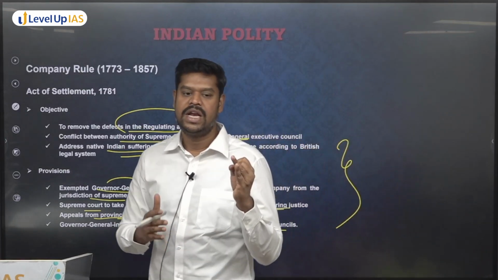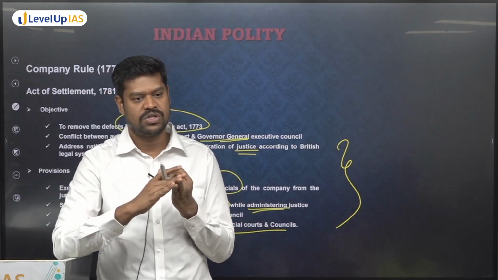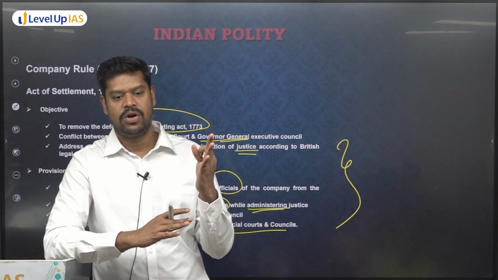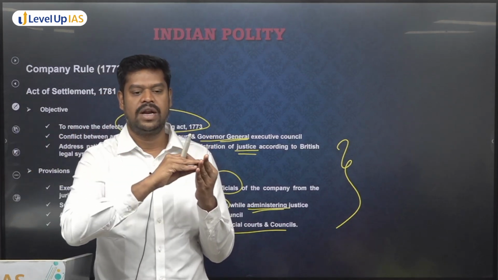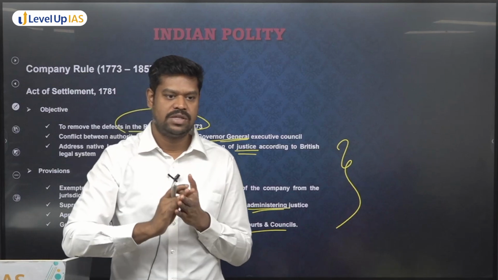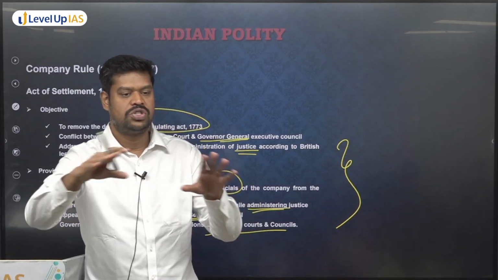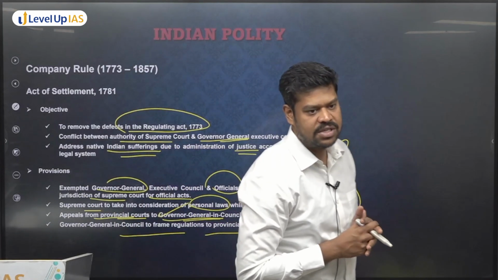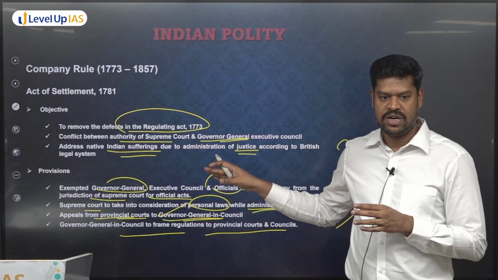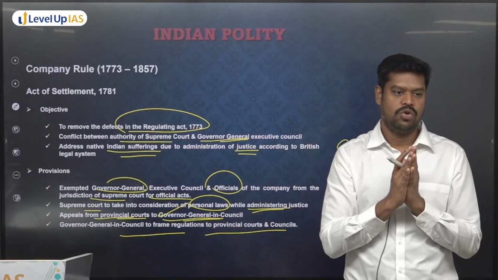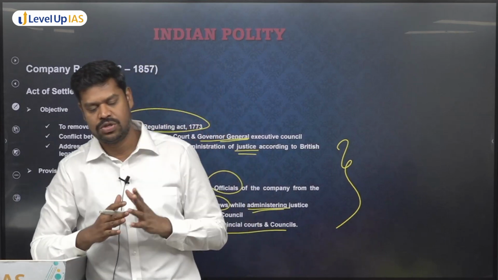Second, the native Indians are to be administered justice, if at all they fall within the jurisdiction of the Supreme Court, based on their personal laws. The third important change is that for appeals from the provincial courts, who shall entertain those appeals? Not the Supreme Court, but the Governor General in Council. And who shall give directions and regulations as to how the provincial courts shall administer justice is the Governor General in Council and not the Supreme Court. So therefore, after the amending Act of 1781, what is the jurisdiction of the Supreme Court, which was established in 1773 in Kolkata? What is their jurisdiction?